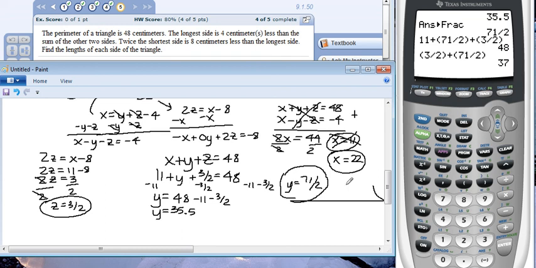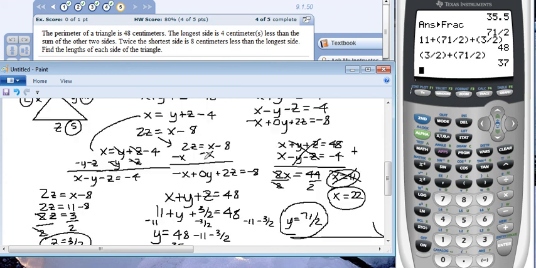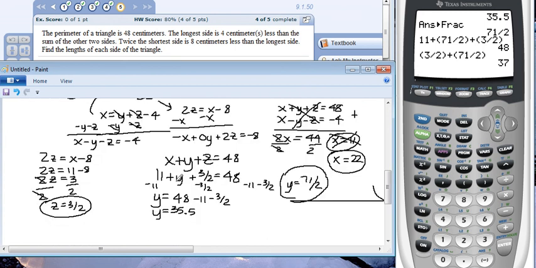Okay, so if x is 22, then we have to go back and recalculate y and z. Okay? 44 divided by 2 is 22, not 11. Whew! All right, but you probably knew that, right? So now I'm going back to this one. Where is my original here? I've got 2z is equal to x minus 8.